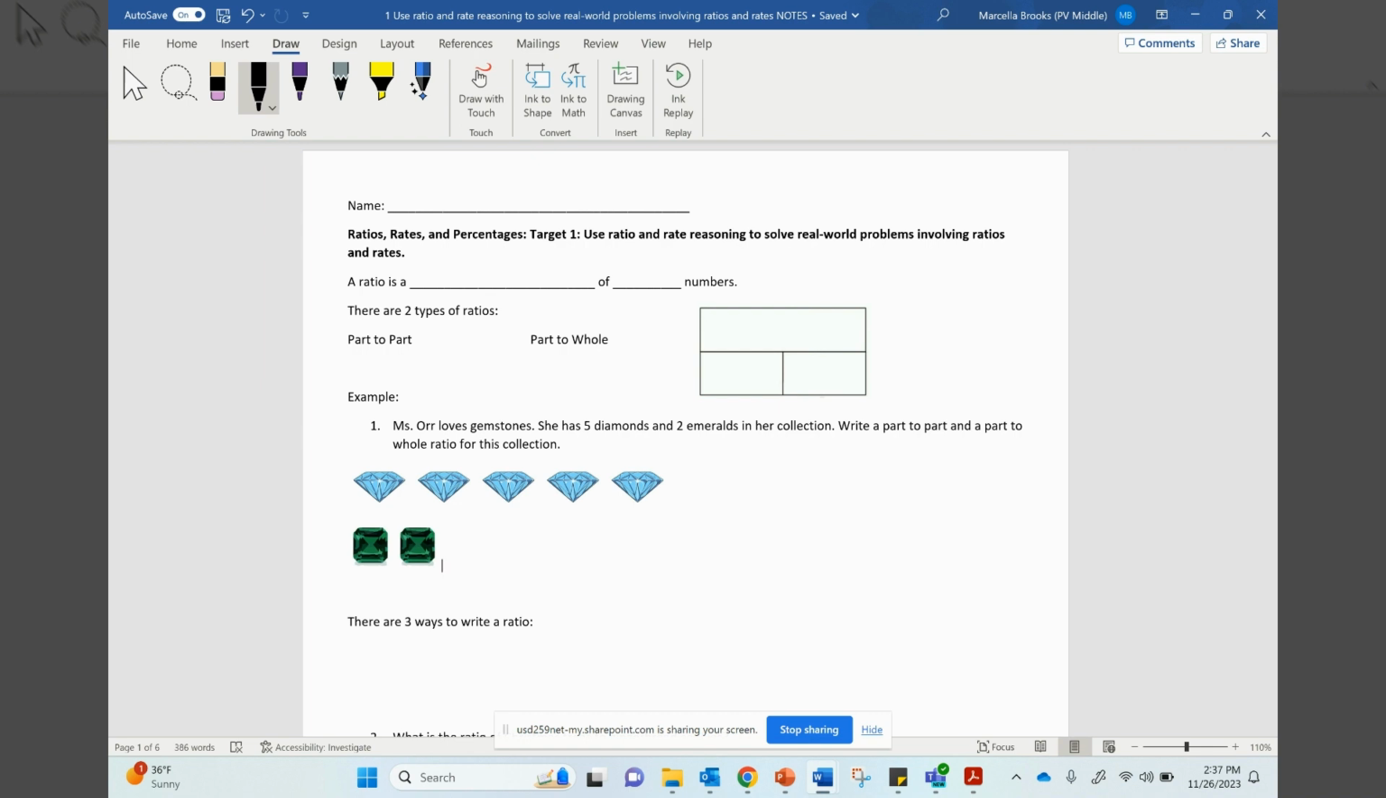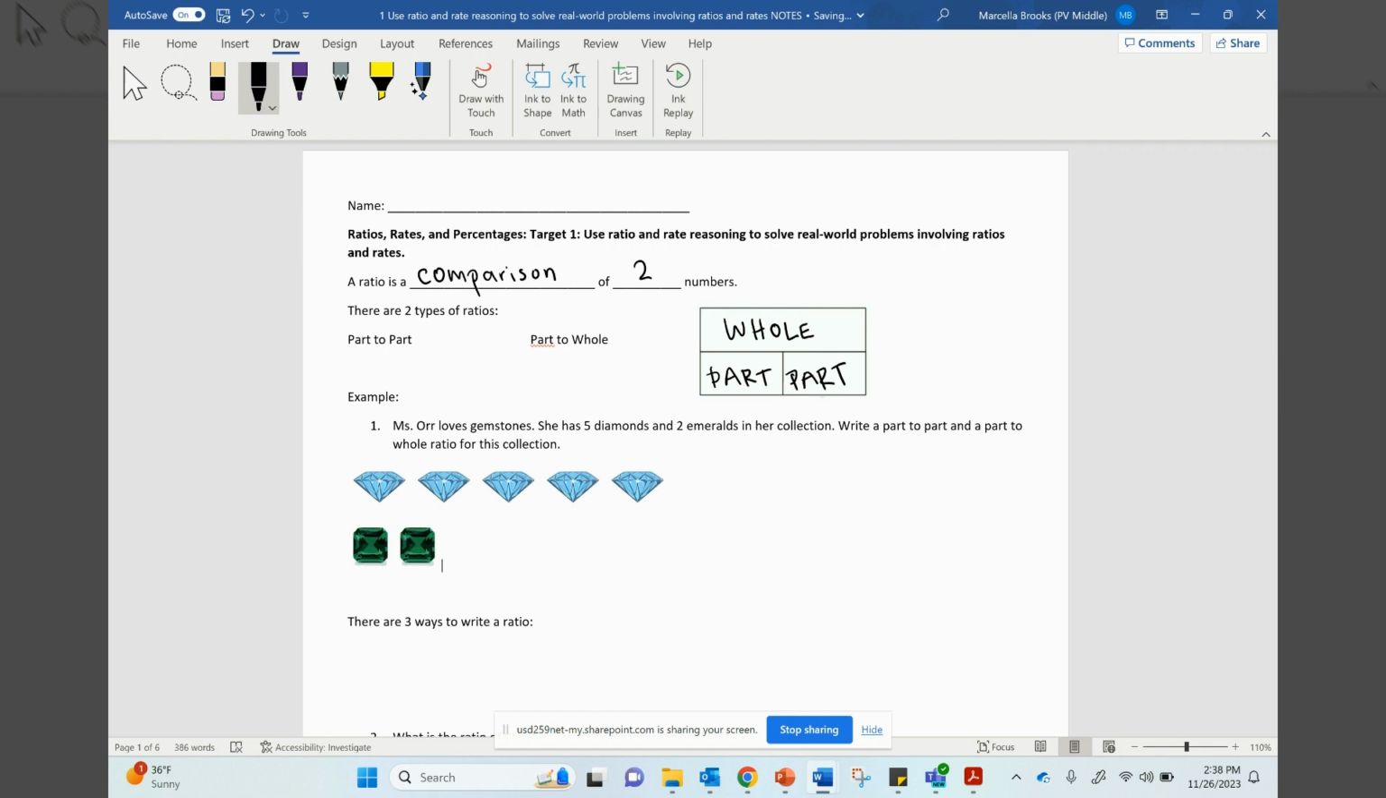So a ratio is a comparison of two numbers. There are two different types of ratios. There's a part-to-part ratio and a part-to-whole ratio. And we use this part-part-whole diagram to help us visualize those parts and how they relate to the whole. So two parts make up a whole.